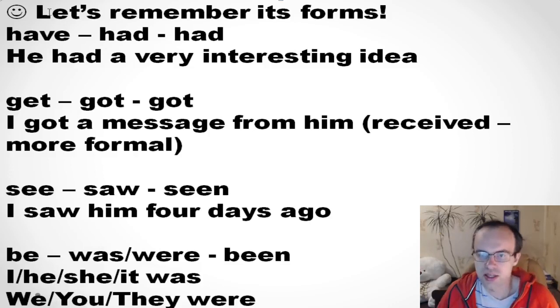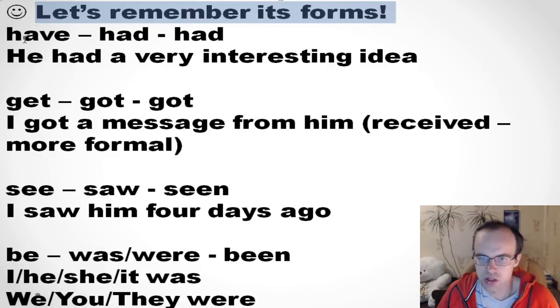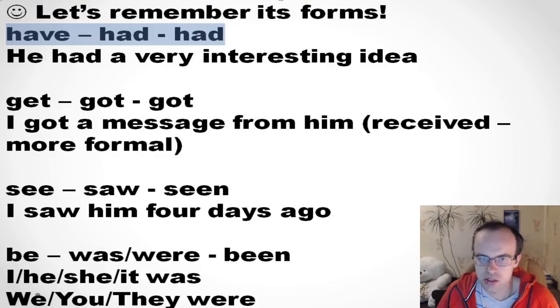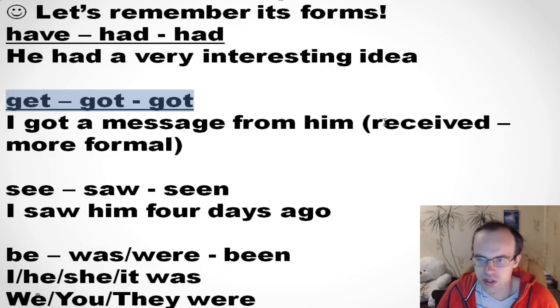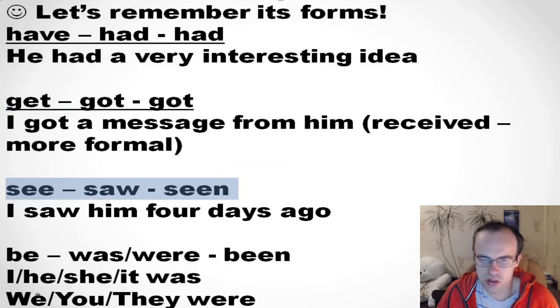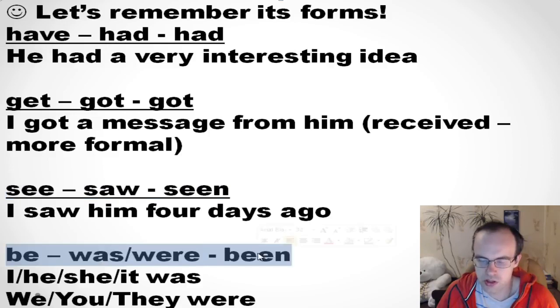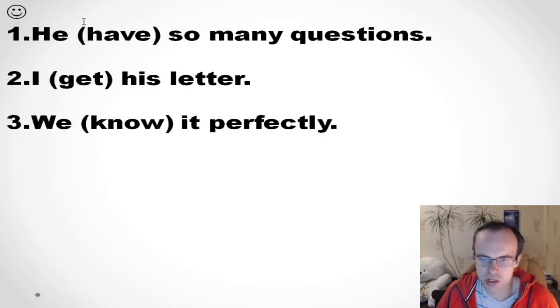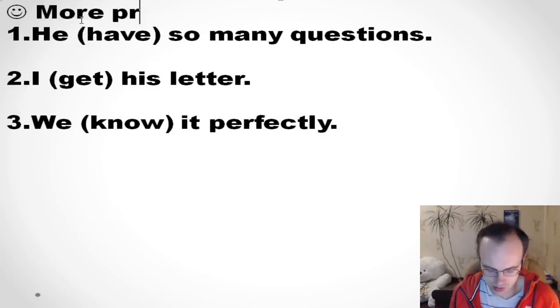Okay, you see, let's remember its forms. Have, had. He had a very interesting idea. Get, got. I got a message from him. Received is more formal. You can say, I got a message from him, or I received a message from him. See, saw, seen. I saw him 4 days ago. Be, was, were, been. I, he, she, it was. We, you, they were.